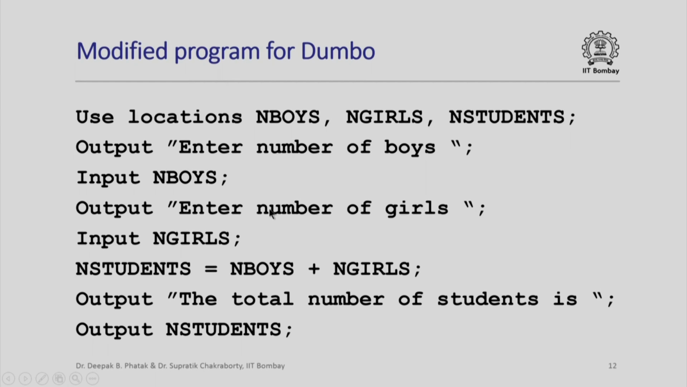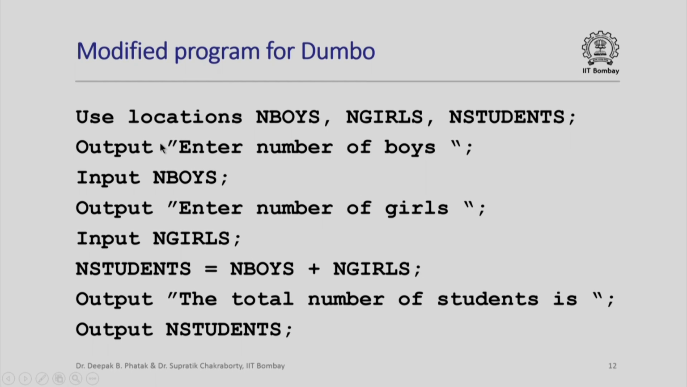Here is a modified program for Mr. Dumbo. Read this very carefully. The first instruction is exactly same as it was, use locations n boys, n girls, n students. It is a declarative statement. Next instruction is an output instruction. Output enter number of boys, and then there is an input instruction, input n boys.